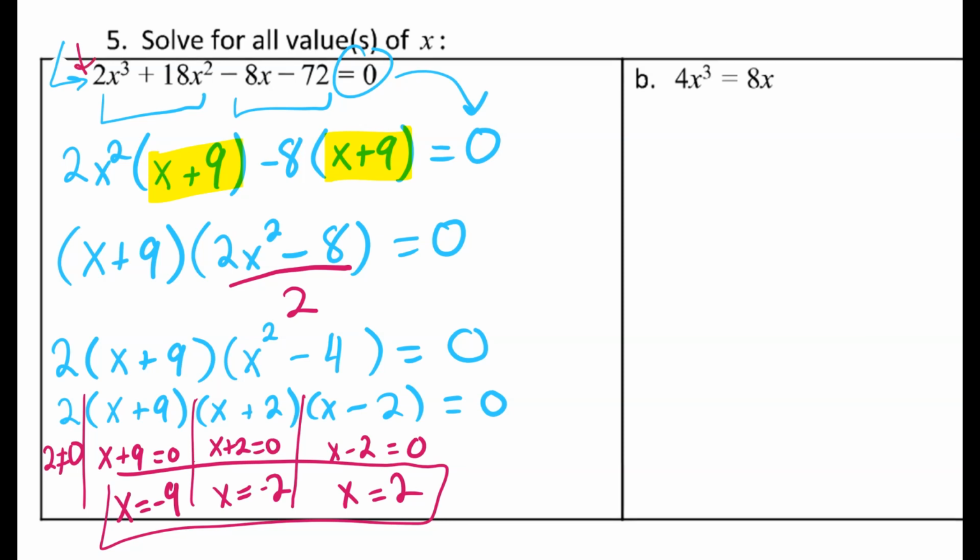You should always plug back in to check, but there will never be any values to make anything undefined here because I don't see any fractions, so you won't have any extraneous solutions for these. Sometimes you'll see your solution set written with brackets and just commas separating your x values. So both of these in your x equals form or in your brackets are acceptable to leave your answer in. Something like B gets a little trickier though.